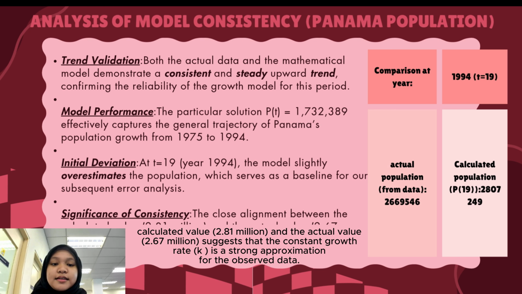Moving to step 6, analysis and discussion. First, we validate our model consistency. We compare our calculated prediction for 1994, which is t equal to 19, against the actual census data. As shown, the actual population was this, while our model predicted this. Although there is an overestimation of about 137,000 people, the model remained consistent. Both datasets follow a synchronized upward trend, proving that the Malthusian growth model effectively captures Panama's population trajectory during this period.